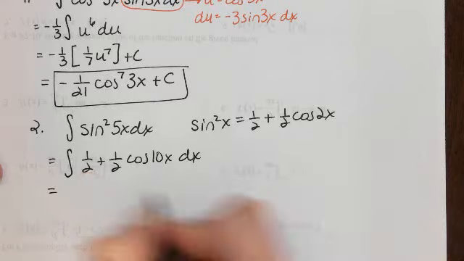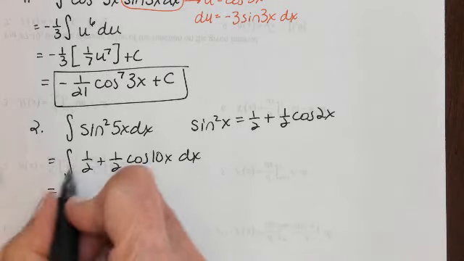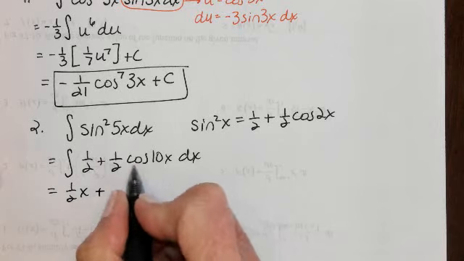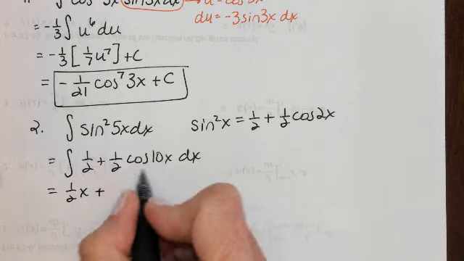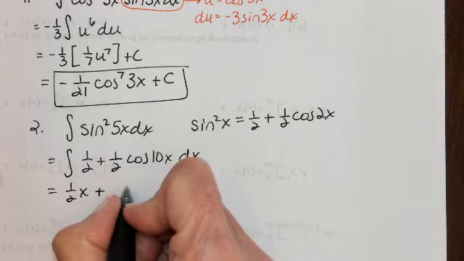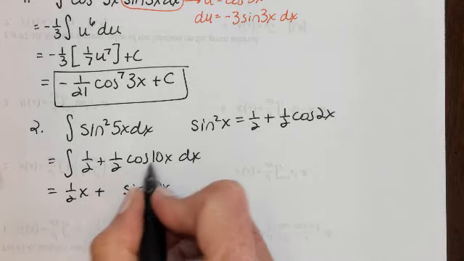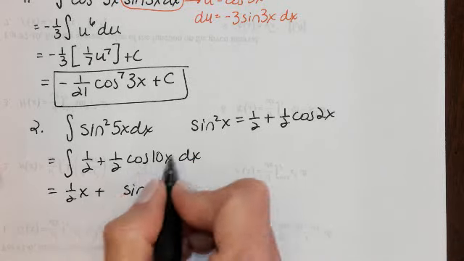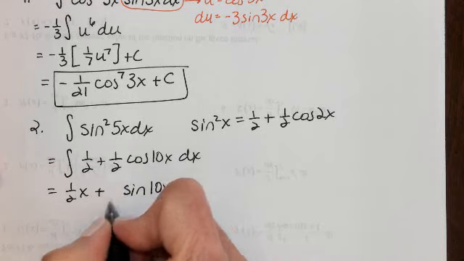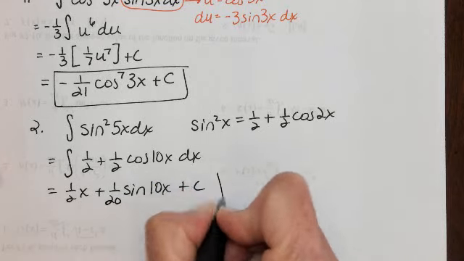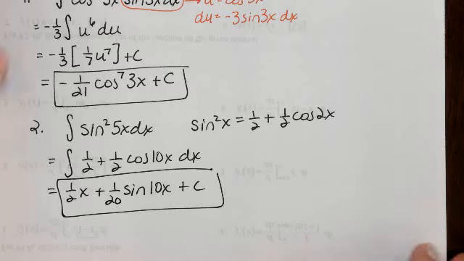And now let's find the antiderivative. This will be 1/2 x plus, okay, the antiderivative of cosine is sine. Keep your argument. Then it's an antiderivative, so we have to undo that 10. It's the opposite of the derivative. So this is 1 over 20 plus c.